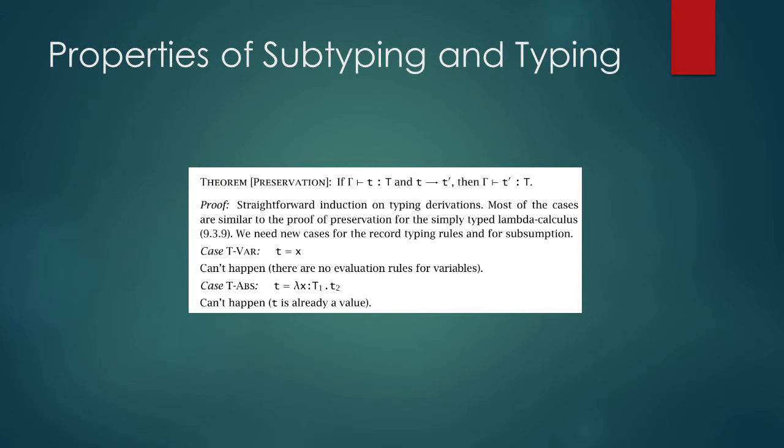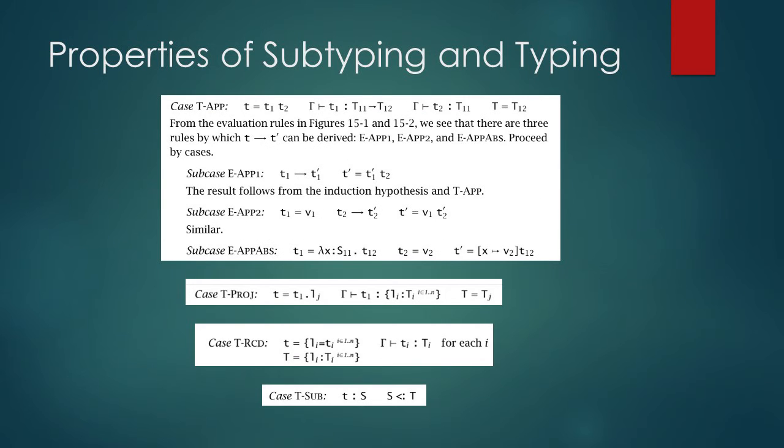In the case of t-variable, t equal x cannot happen as there are no evaluation rules for variables. In the case of t-abstraction, that also can't happen since t is already a value. The case of t-app can be derived in 3 different ways, via e-app1, e-app2, and e-app-abstraction, so we check each one. The case of t-projection also has subcases, e-projection and e-projection-record.